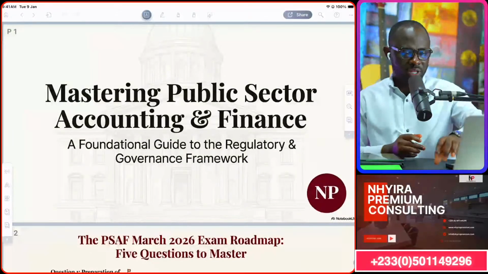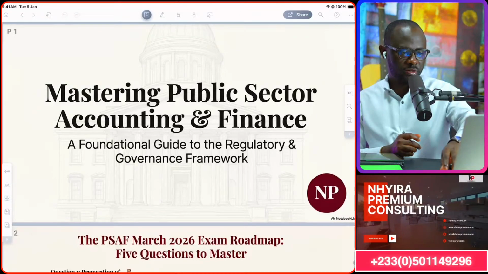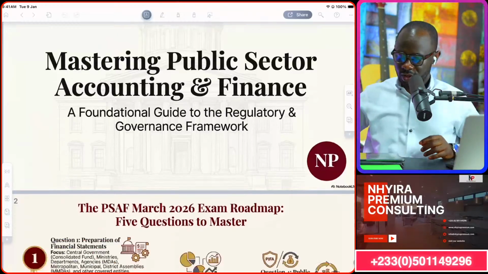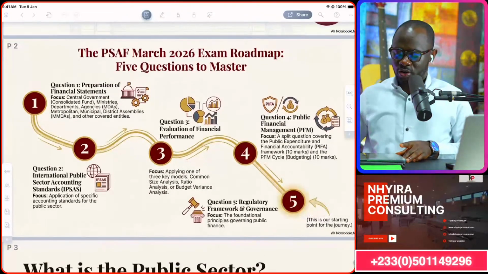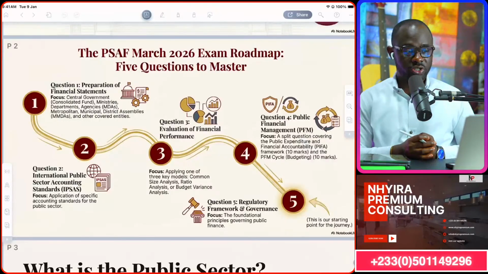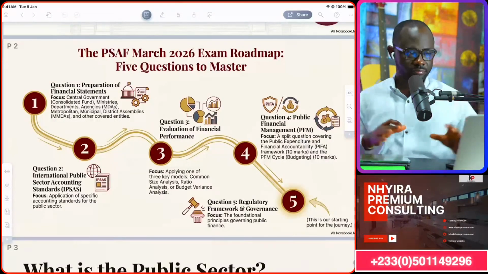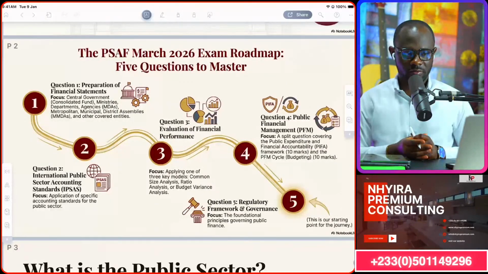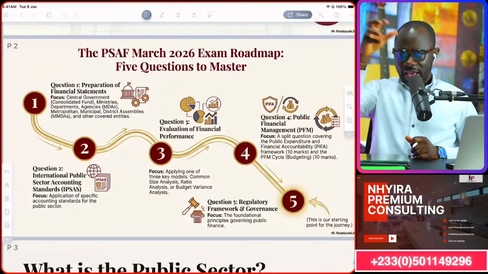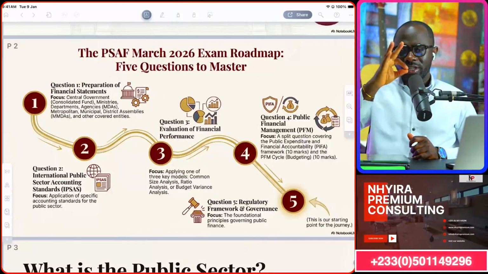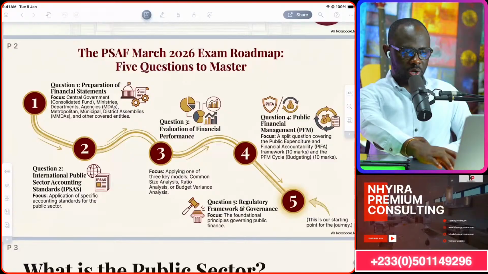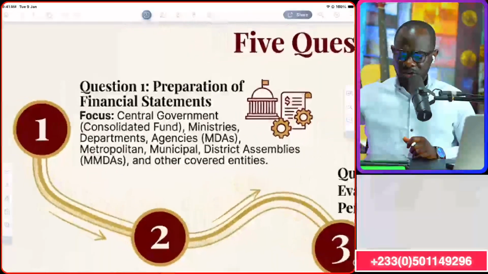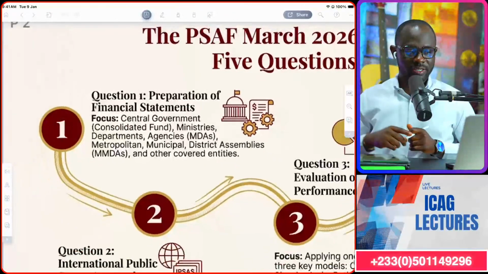So when it comes to the public sector accounting and finance examination, the first thing you must understand is the syllabus and then the questions. For the March 2026 examination, this is our roadmap. This is the exam roadmap, the various things that you have to be mindful of. Now, we need to know the end from the beginning, then we need to know the key areas that we have to focus on. And we are going to be getting into this in a moment as we proceed in the discussion.